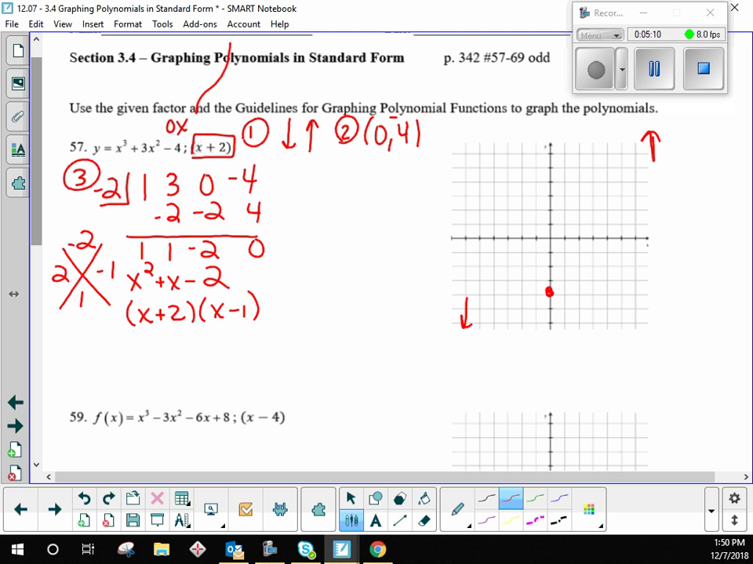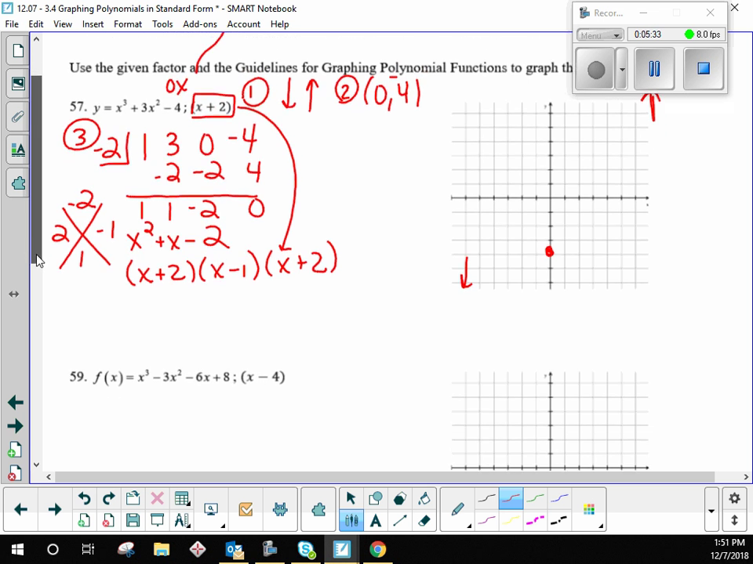Now that x plus 2 right there, I just got that from factoring. That is a different x plus 2 than the one I started with. So I need to bring that one down and include it. Okay. So those are two distinct x plus 2's. One I got from factoring, one I got at the beginning of the problem. And here's how we're going to use this information.